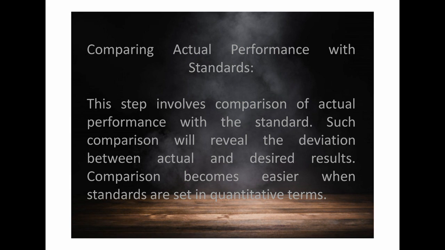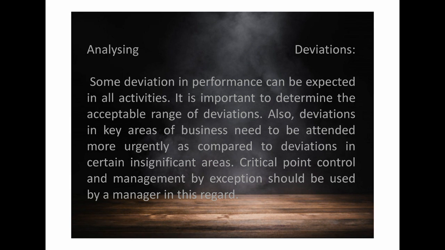So this is how the comparison of actual performance with the standard performance is done. The next one, that is the fourth step, is analyzing deviation. You have already compared the actual performance with the standard, the target which is set. Some deviations in performance can be expected in all activities. It is therefore important to determine the acceptable range of deviation. Deviations in the key areas of business need to be attended to more urgently.